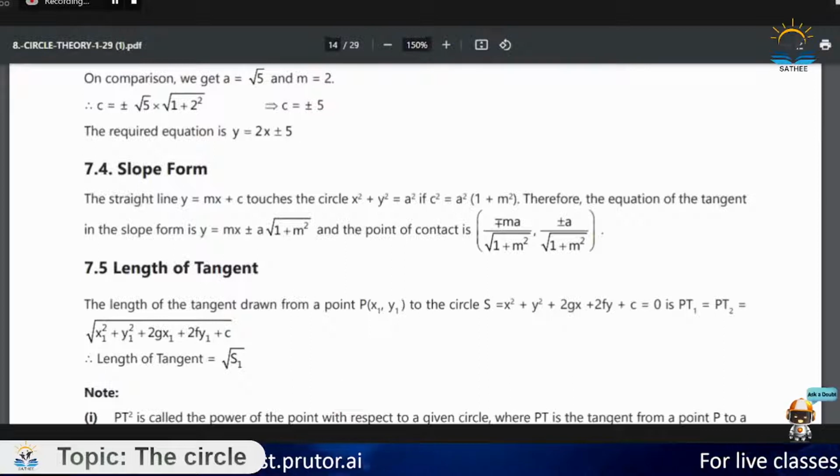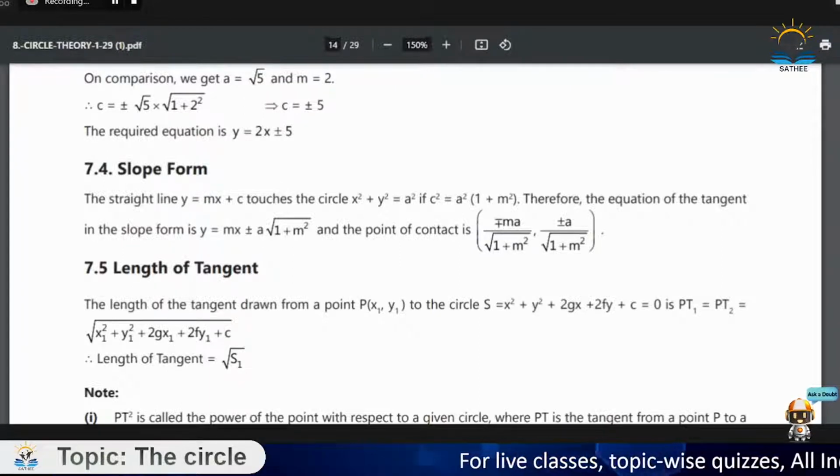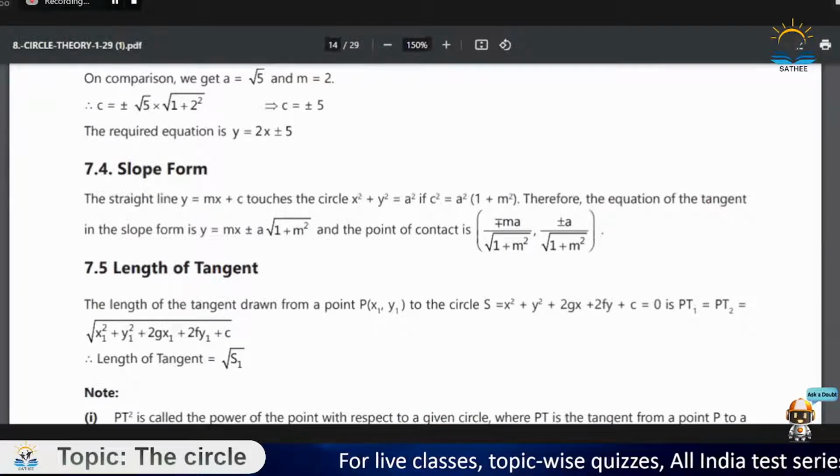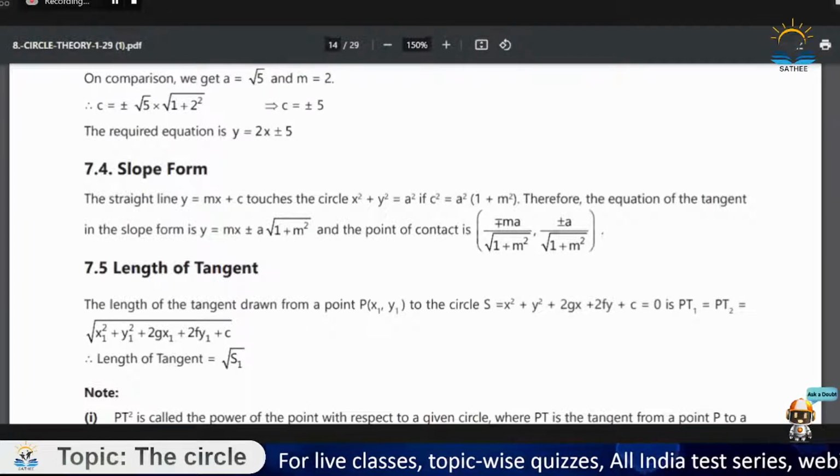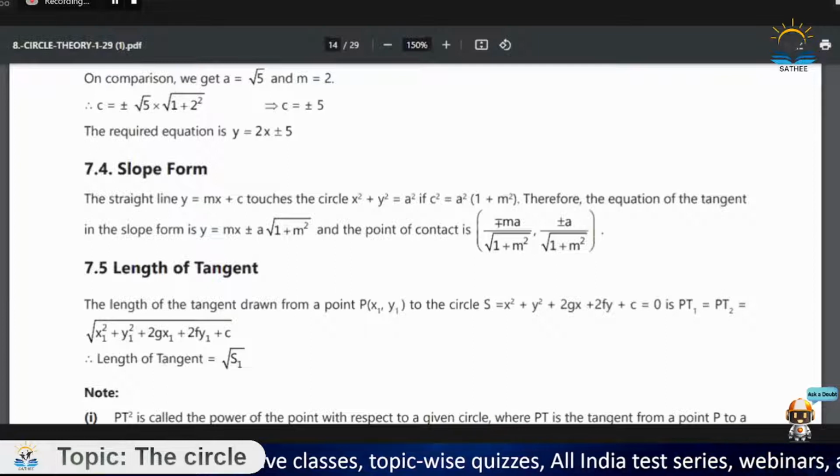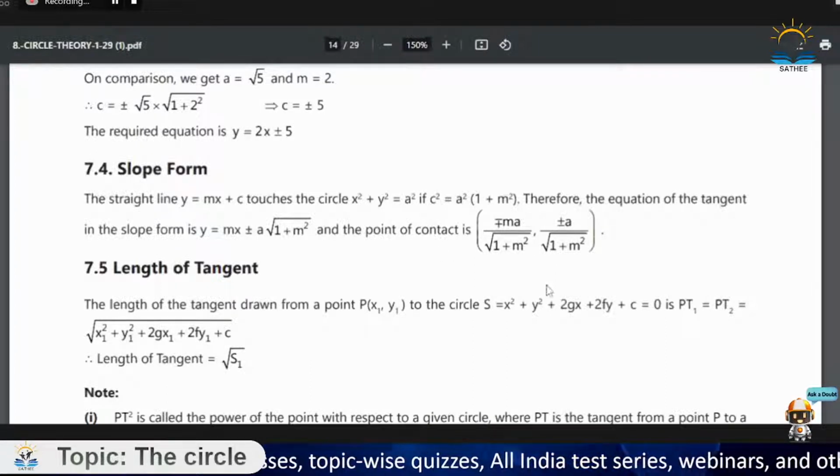Okay. Now let us see slope form. The straight line y is equal to mx plus c touches the circle if c square is equal to a square into 1 plus m square. Therefore, the equation of the tangent is y is equal to mx plus minus a root 1 plus m square, and the point of contact is this.